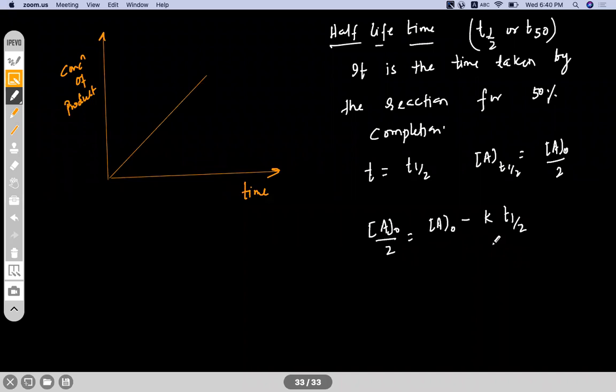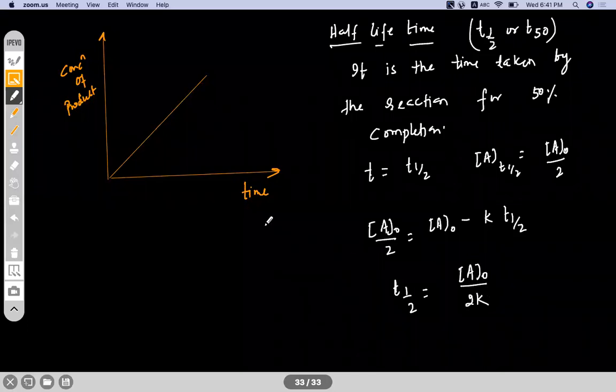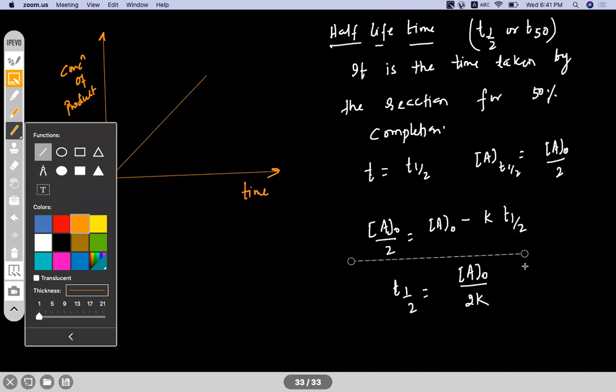So from this, if you solve T half, you'll get what? T half is equal to A naught by 2K. Very important relation. They ask this question of half-life many times, okay, for various order reactions. In fact, we calculate T half in all the various orders.